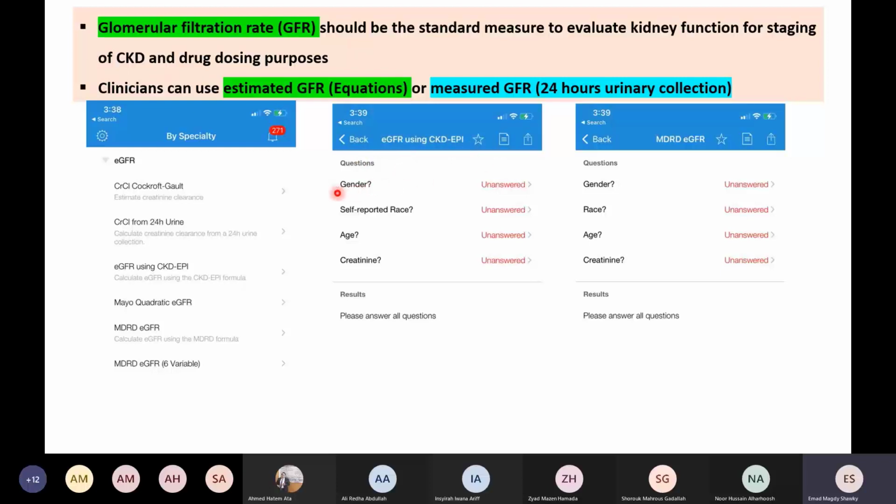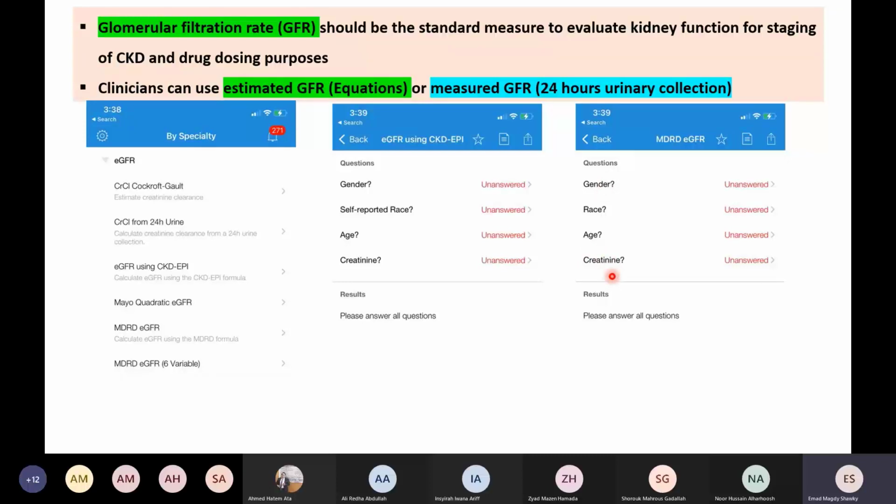It will ask you four questions: gender, race, age, creatinine, and will give you the expected or estimated clearance. This is another common equation, the MDRD. Again, the same information, very simple information.